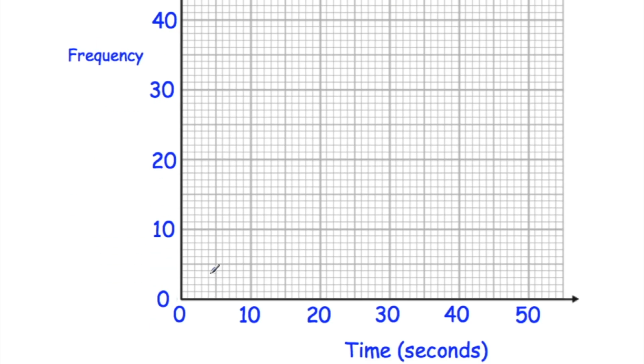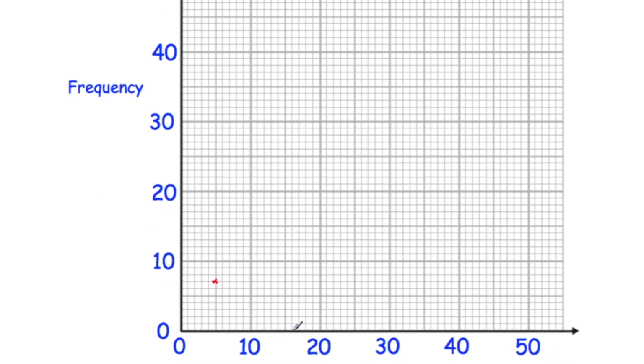So we're going to go 5 across and 7 up. So 5 across is going to be here. And in terms of 7 up, we're going from 0 to 10, and it's 10 little boxes. So each one of these little boxes is worth 1. So we're going to go 5 across and we're going to go up to 5, 6, 7. So we'll just put a little cross there. So that's 5 across and 7 up. Okay, next point.